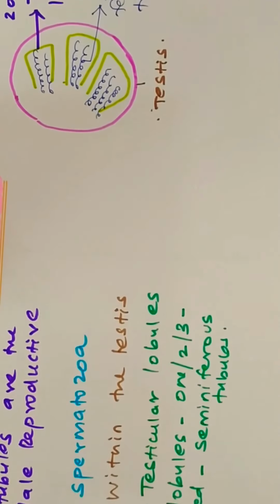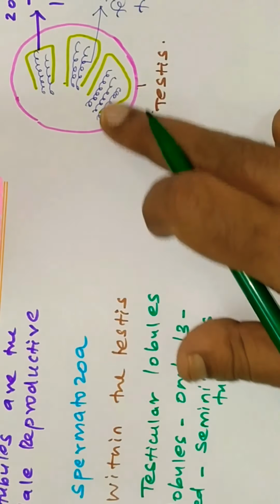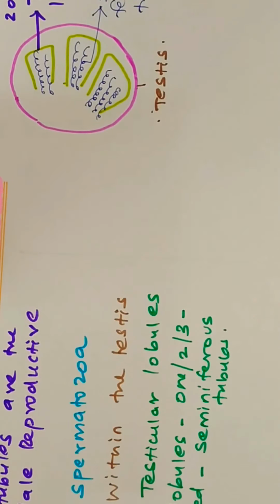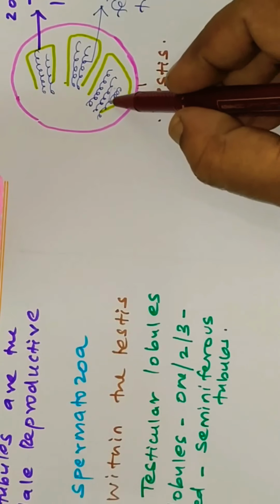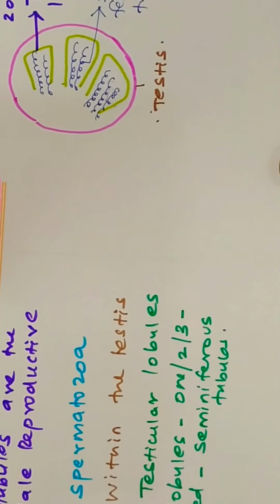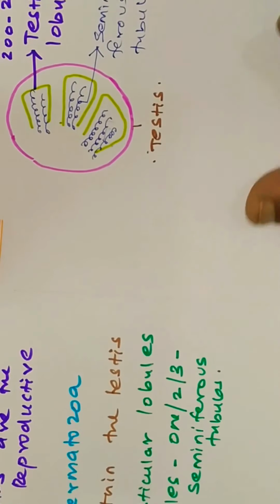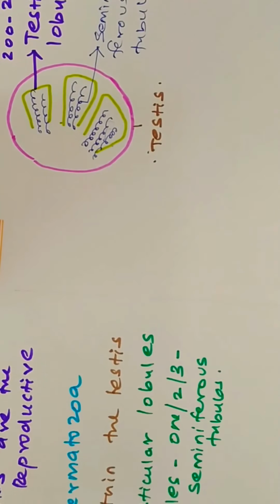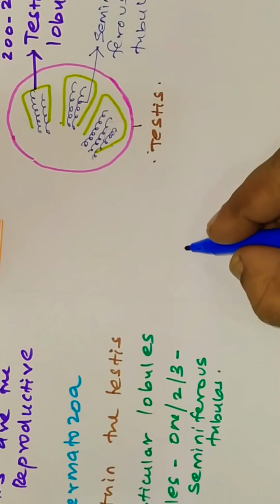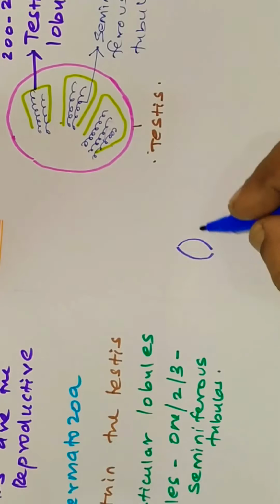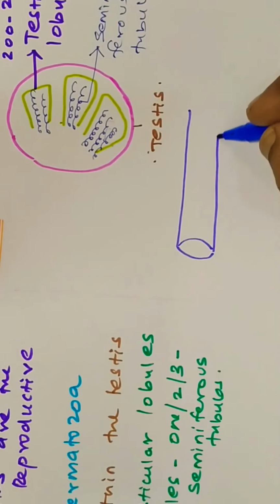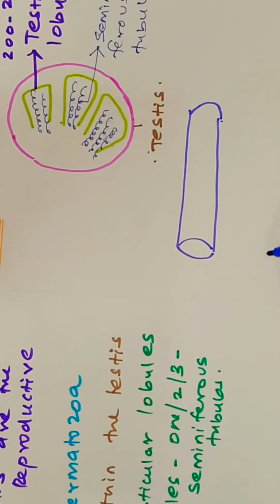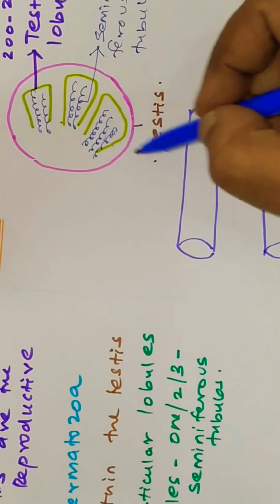If we observe a small portion of the seminiferous tubules, I am going to draw only this part here in a large size so that you can understand the structure of the seminiferous tubules as a clear picture. This is one seminiferous tubule, and this is another. Only this small portion I have focused on.